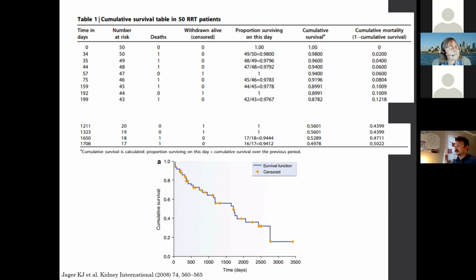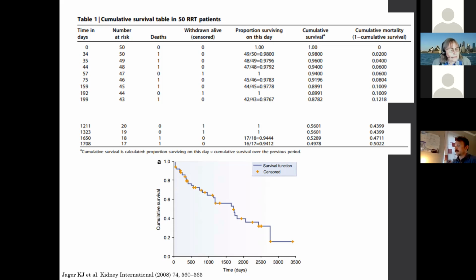Now we go to day 57. There were 47 people at risk at this point because 3 had already died, but we now had 1 loss to follow-up. On that particular day, nobody died, so survival is 47 out of 47, or 100%. And when you multiply that by 0.94, the survival probability doesn't change when somebody is censored. So it's important to note, if you drop out, it doesn't change the probability of survival, it just changes the number at risk. So on day 75, we have 46 people at risk because 3 had died and 1 was lost to follow-up, and you go on and on until you calculate the rest.